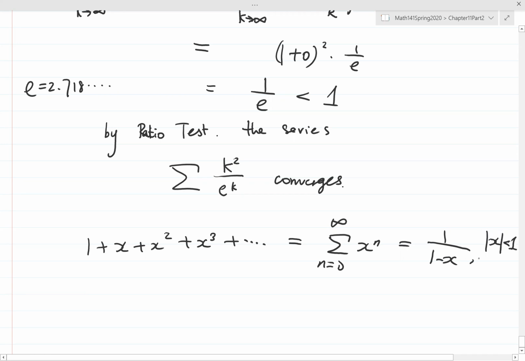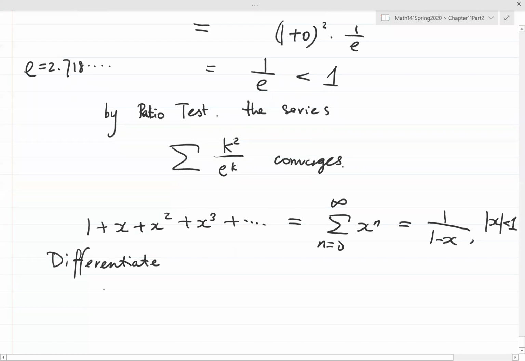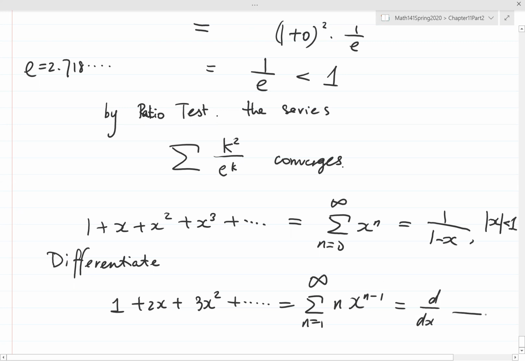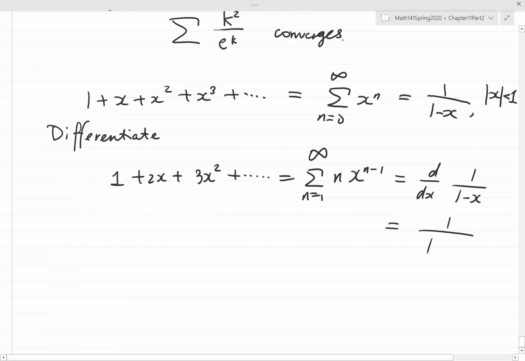Now if you take a derivative with respect to x, then you get 1 plus 2x plus 3x squared plus etc. So this is the sum of n times x to the power n minus 1, n from 1 to infinity. This is d/dx of the thing. On the right side, if you differentiate, this is very easy. You find it's actually 1 over (1 minus x) squared, by the power rule and chain rule.